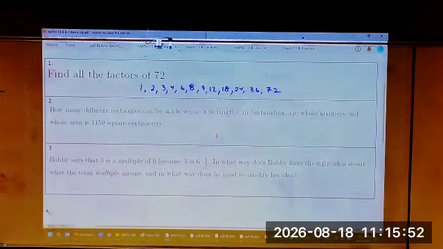And the last one's a word problem. How many sides does a rectangle have? 4 sides. What makes a rectangle special? What's that? Yeah, not necessarily. A rectangle is a parallelogram that has 4 blank blanks.